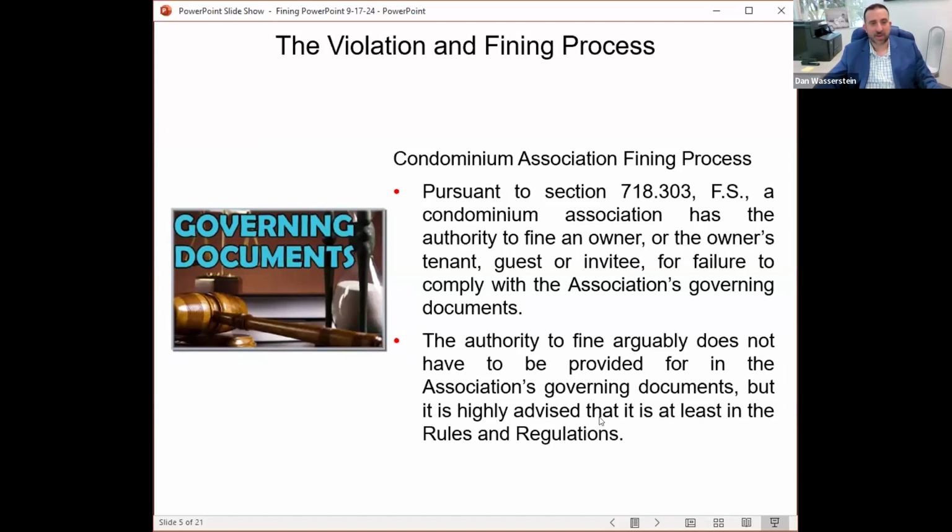Again, I highly recommend that you have it, though, at least in the rules, because inevitably, when an owner says, show me where it says you can fine me, rather than saying, well, the statute says such and such, it's great if you can point to your community's rules or governing documents and say, here it is right here in black and white. Then you don't have to have this legal argument about the statute's application.